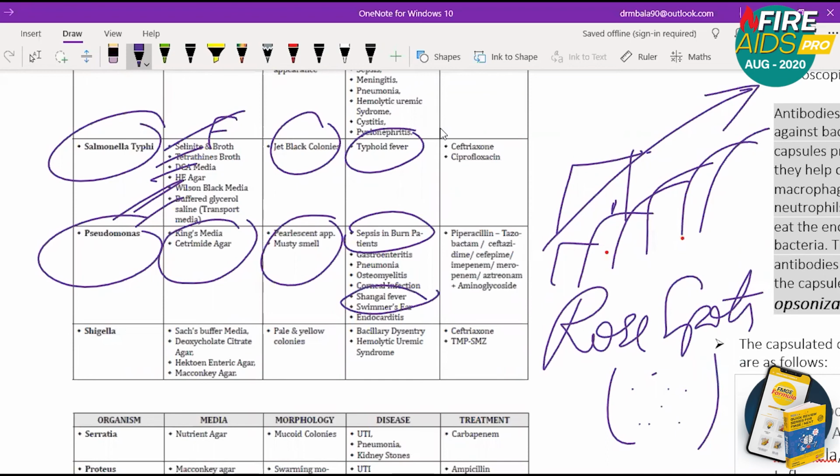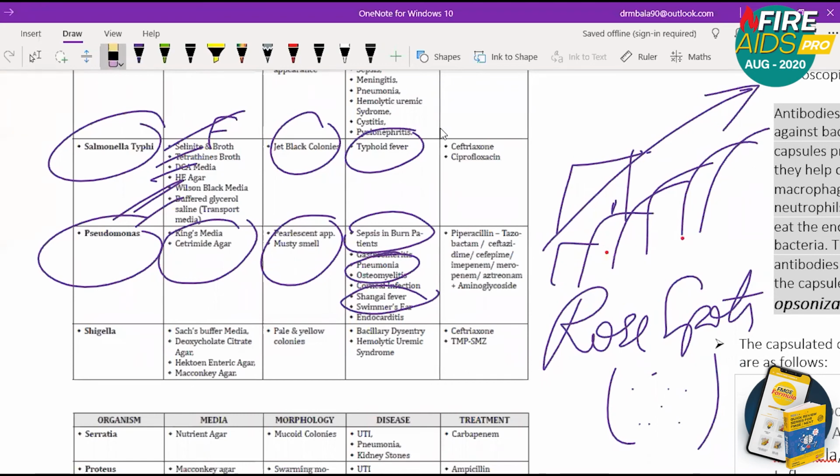Pseudomonas, of course, is going to cause pneumonia. So at least sepsis in burns patients, pneumonia, swimmer's ear. These 3 points are important. So Pseudomonas: pearlescent appearance, musty smell, King's media, Cetrimide agar. Okay, Shanghai fever, swimmer's ear, osteomyelitis, pneumonia, sepsis in burns patient, everything.